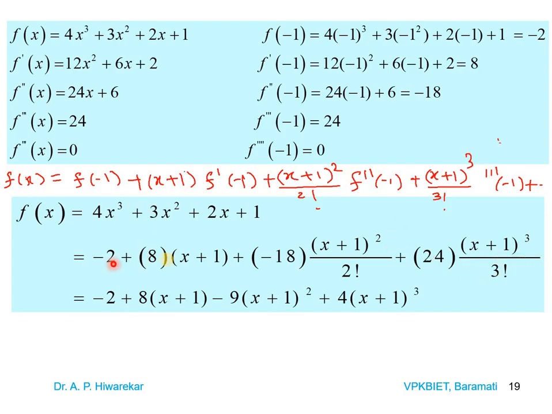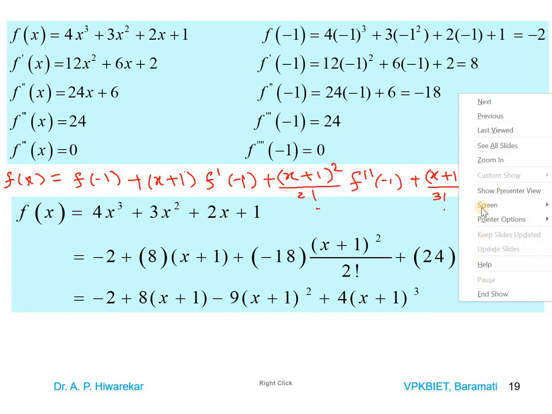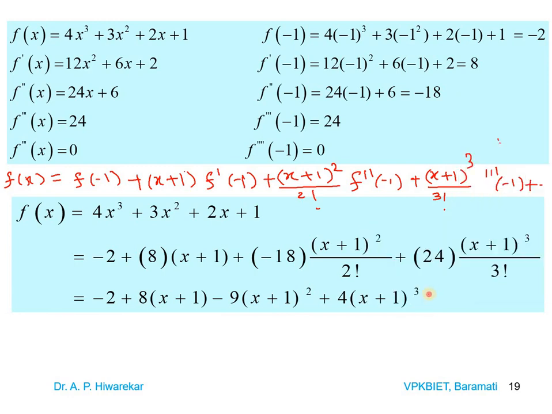So we simplify this. Minus 2 plus 8 into (x plus 1), minus, this is what, minus 18 by 2 means minus 9, 9 into (x plus 1) square. 24 divided by 3 factorial. 3 factorial means what? 3 into 2, that means 6. 24 by 6 gives 4, so 4 into (x plus 1) cube, plus and so on. So that is the solution of the second problem.